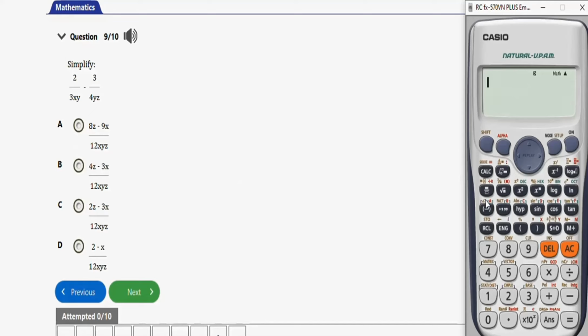So let's begin with option A. Okay, so we have 8z, that's 8a, minus 9z, that is minus 9 alpha x over 12xyz.